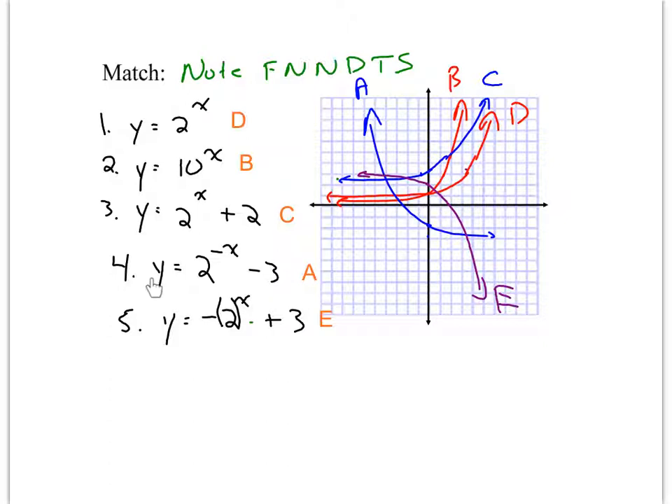Number 4, y equals 2 to the negative x minus 3. This graph just gets reflected over the y-axis, so it is a mirror image over the y-axis, and it also has a climb of negative 3, so it goes down 3. So that would be this one right here at A. And the last one, we have an a of negative 1, so the graph is upside down. It also has a climb of 3, so it went up 3. It's an upside down exponential graph that also climbed 3, so it's at E.